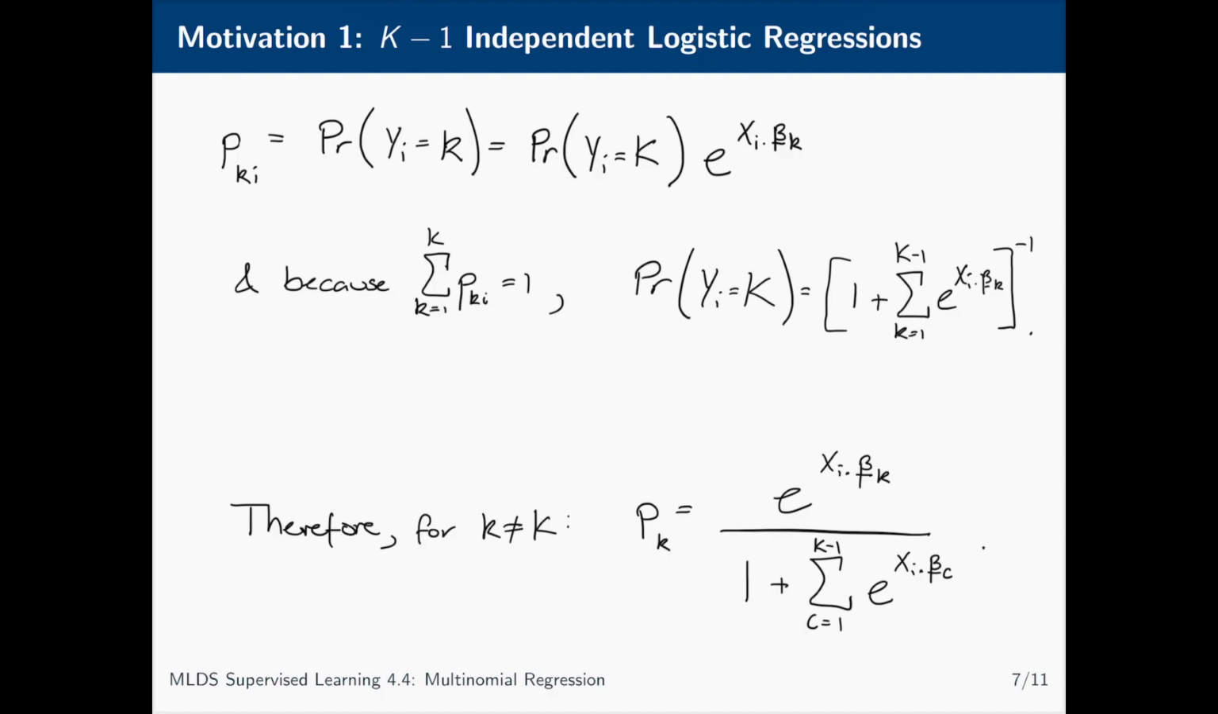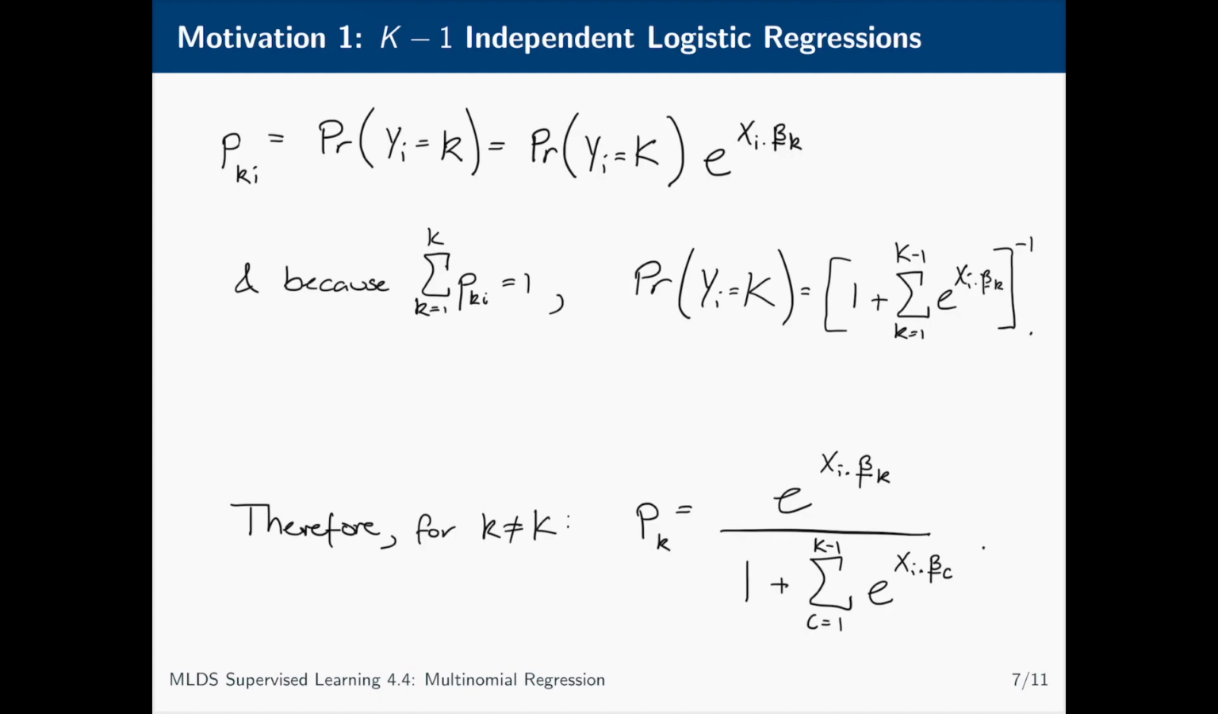By rearranging each of these logistic regression models so that we've got the probability that yi is equal to capital K on the left-hand side of the equation, we can use a little bit of manipulation to allow us to see that for the first capital K-1 classes, the probability of belonging to that class is given by the expression at the top of the slide here. And because we know that all of the probabilities must sum to 1, we can then deduce the probability of belonging to the final class.